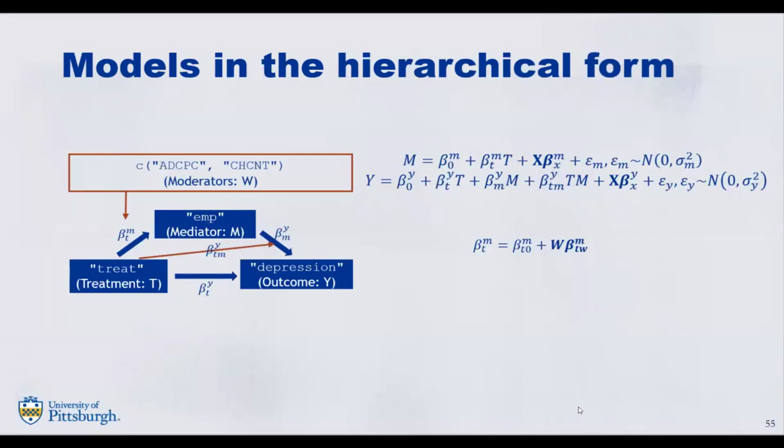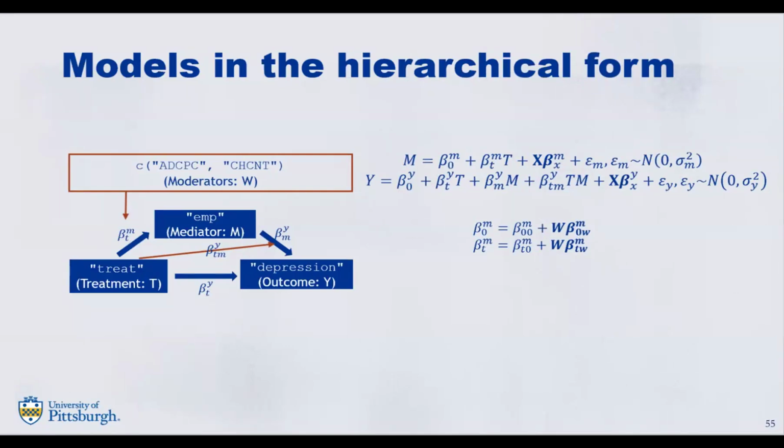And you might have learned from regression courses that every variable involved in the interaction term should also have their own main effects. Therefore, in addition to writing the coefficient of the treatment in the mediator model as a function of the moderators, we should also write the intercept as a function of the moderators, and the coefficients of the moderators here represent their main effects.